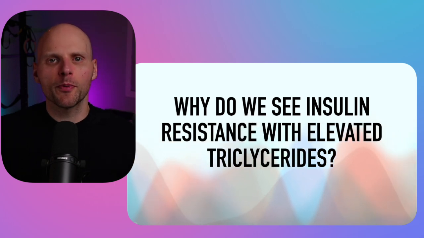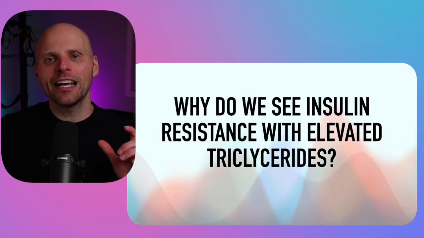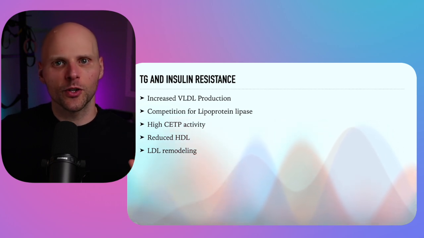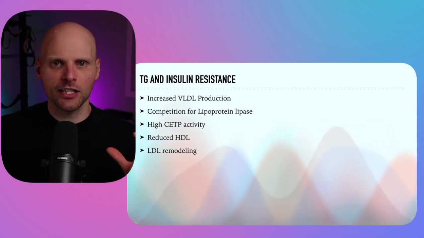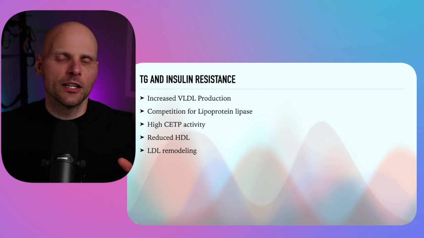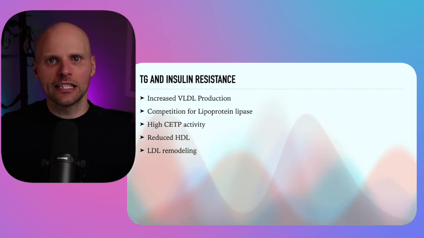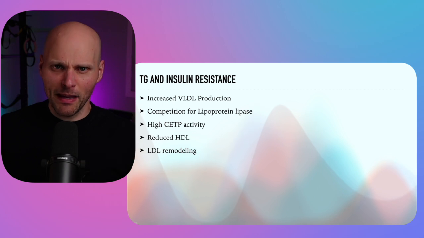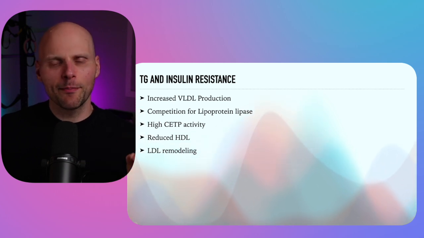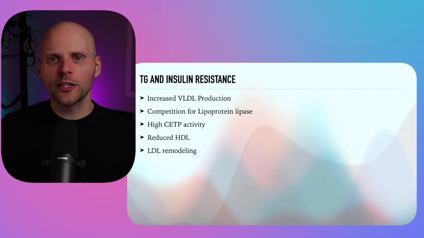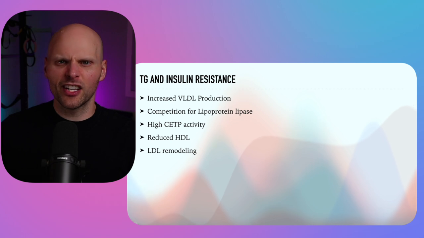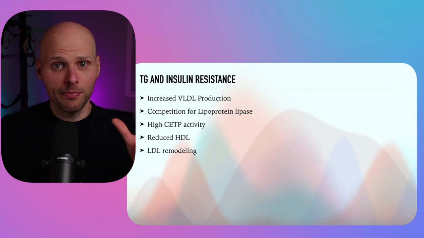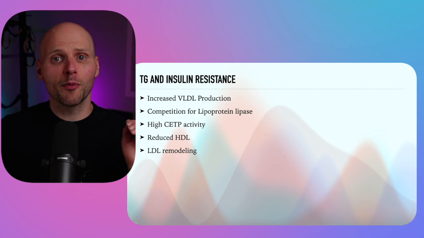So the first proposed mechanism is that high triglyceride levels often stem from an overproduction of VLDL particles. VLDL particles carry triglycerides and cholesterol in the bloodstream, and elevated triglycerides kind of lead to overproduction of VLDL. Another mechanism that they suggest is competition for something called lipoprotein lipase. VLDL particles compete with chylomicrons, which we talked about earlier. They're responsible for transporting dietary fats.